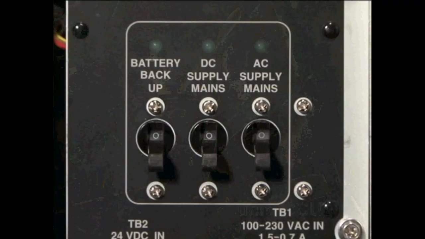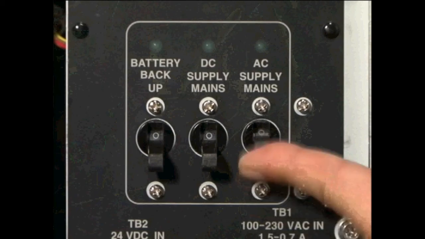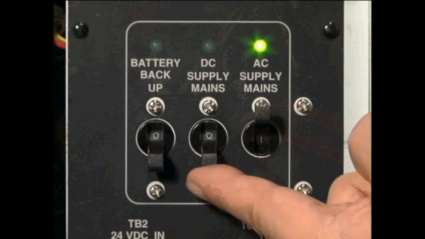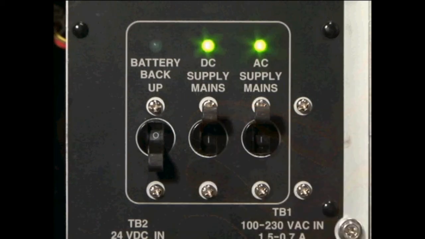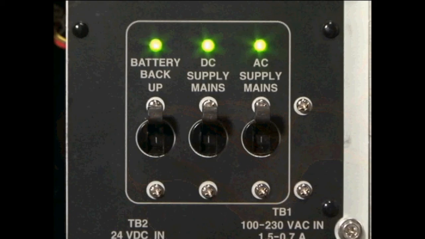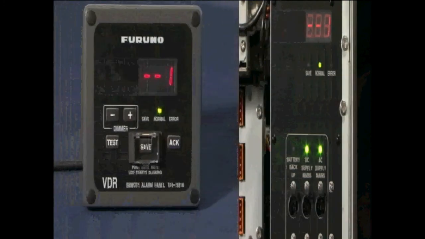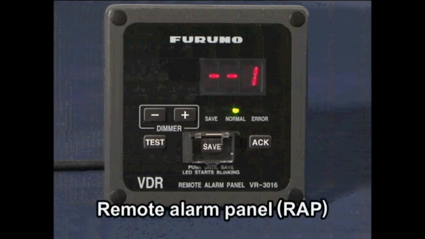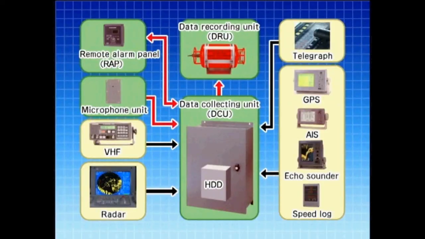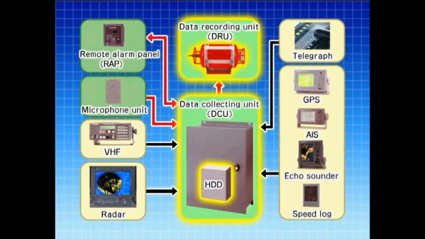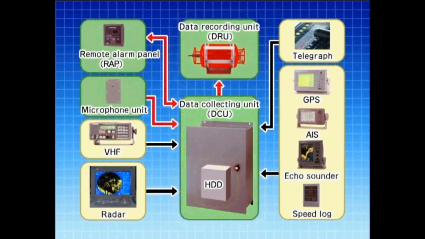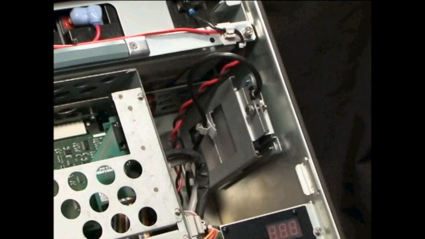To start the unit, the following switches must be engaged sequentially on the power supply control panel: the AC supply main switch, the DC supply main switch, and the battery backup switch. When normal LEDs on the power control panel and on the RAP light up, data recording begins automatically. When evacuating the ship due to a marine accident, try your best to remove the HDD in the DCU.